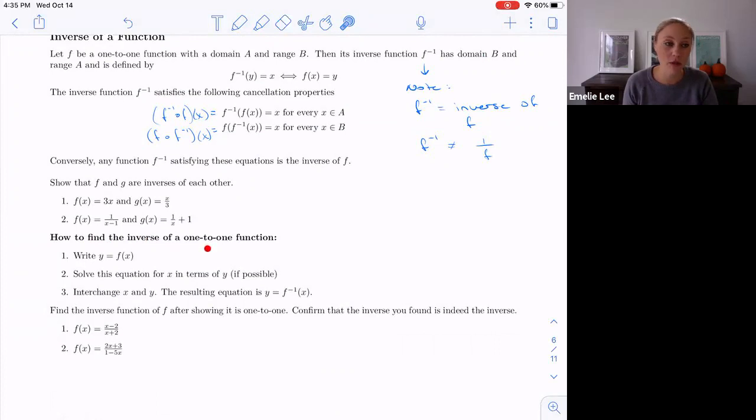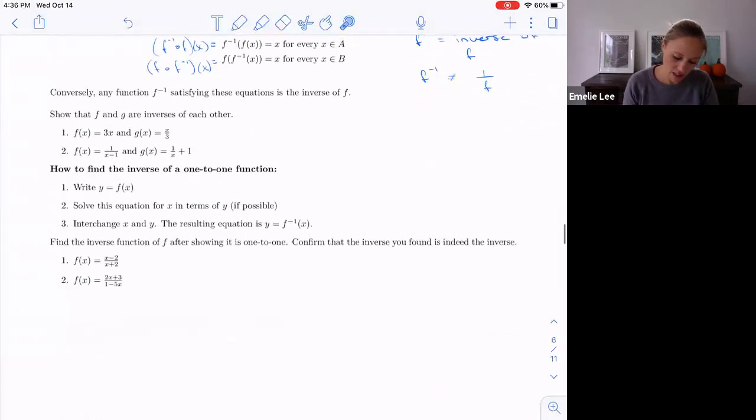So how to find the inverse of a one-to-one function? Of course, it has to be one-to-one. So what you're going to do is write y equals f of x. Then you're going to solve for x in terms of y. So usually we have y equals, you know, 2x squared plus 4. But now you're going to solve for x, so your function is going to be in terms of y. Then you're going to interchange x and y, and the resulting equation is y equals the inverse of f of x.